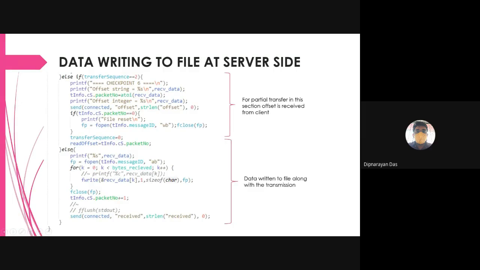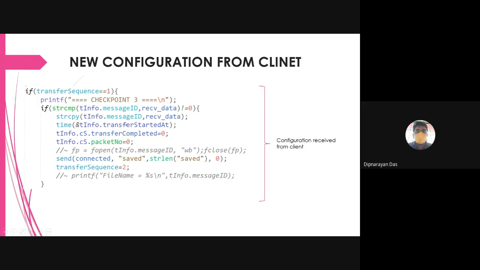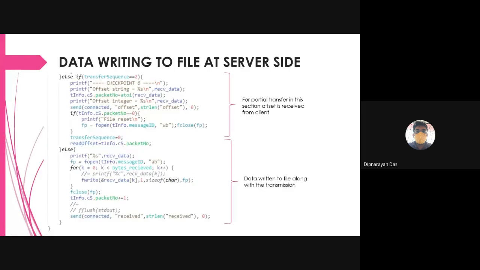Now this is the else part. Suppose the transfer sequence was 0. There is a code block for 2, but for 0 there is no code block, so this else part will run. This part will receive the segments. The transfer sequence one part runs once when we start sending the data, but this part runs to receive the segments. However many segments we send, that many times this function code block will run.